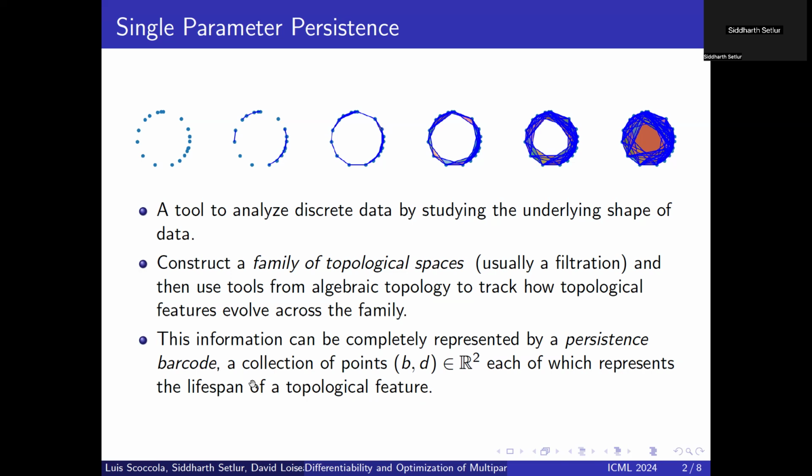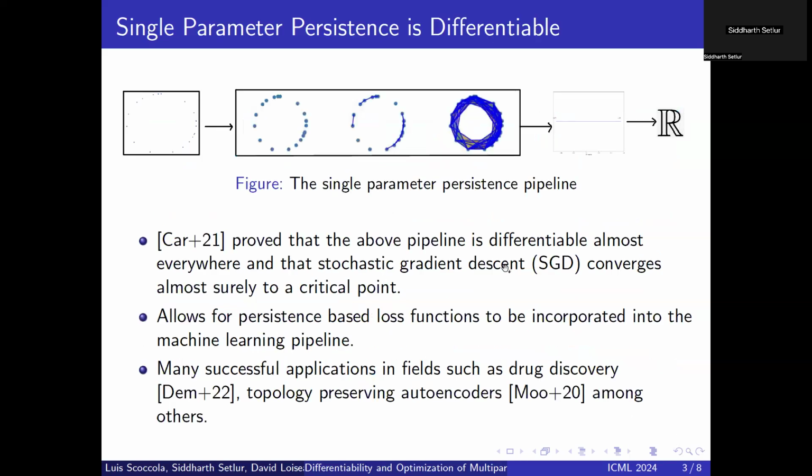Okay, the nice thing is also that the information for one parameter persistence can be completely represented by something called a persistence barcode. So for each feature, for example, for this circle, you draw a bar that starts at the time it was born, in this case time step 3, and ends at the time it dies at the last time step here. So you can also think of this as a collection of points in R2 that represents the lifespan of that feature. Okay, so how do we use this for machine learning?